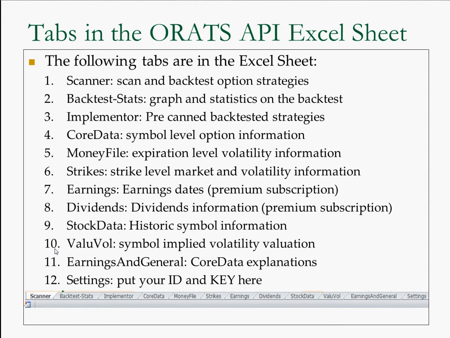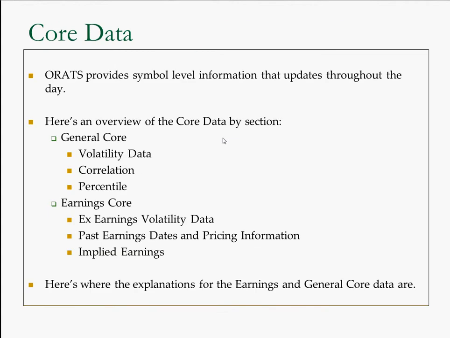There are 12 tabs on the Excel-based API. We're going to be looking at the fourth one, the core data, that's symbol-level option information. This updates throughout the day, and we have a general core that contains volatility data, correlation percentiles, among other things, and one more focused on earnings data.